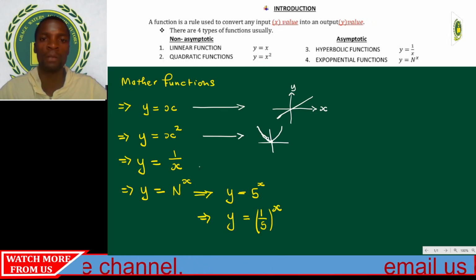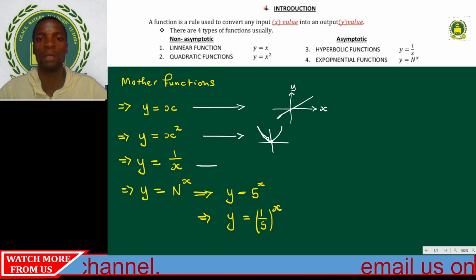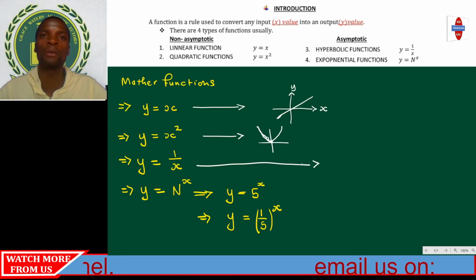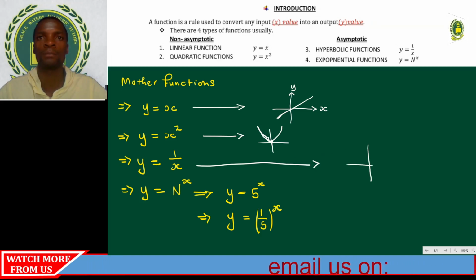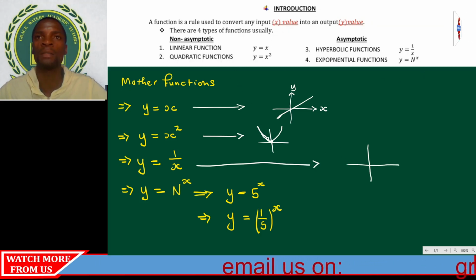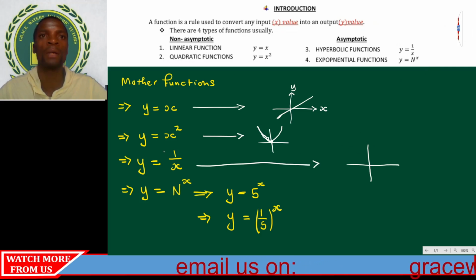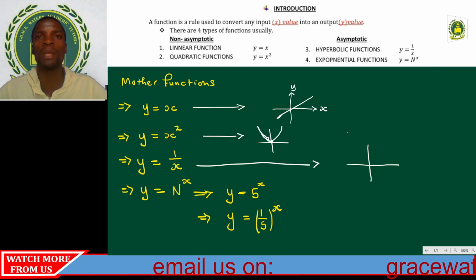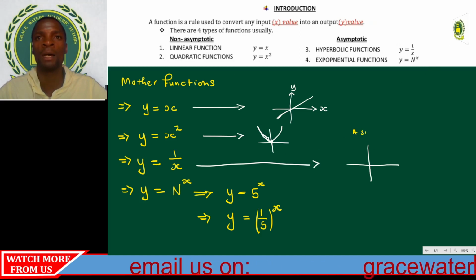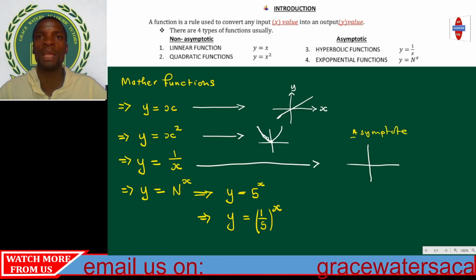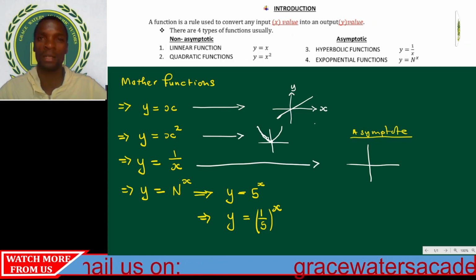Then from the quadratic we have what you call the hyperbolic function. Can I just stretch it this side? Now for the quadratic, it has this nature. For the hyperbolic, it has two graphs that are drawn. As we agreed, with the hyperbolic we are now dealing with asymptotes. An asymptote is a line which the graph will not touch.